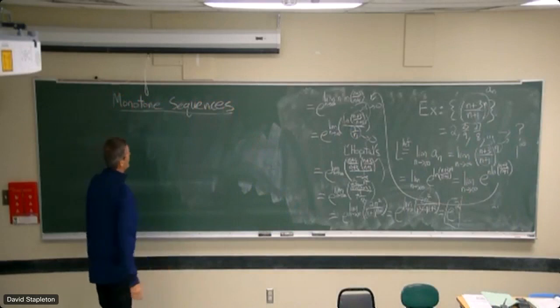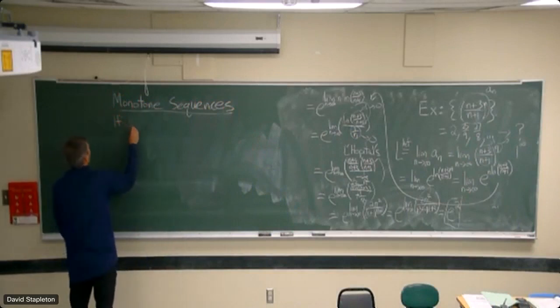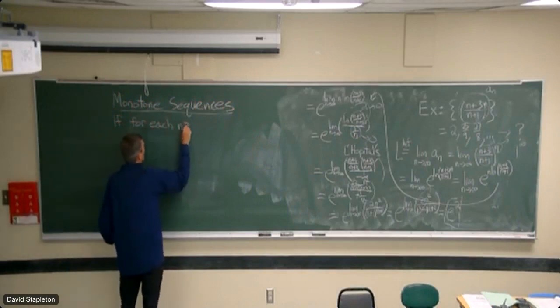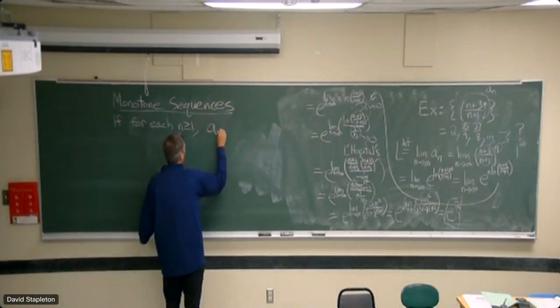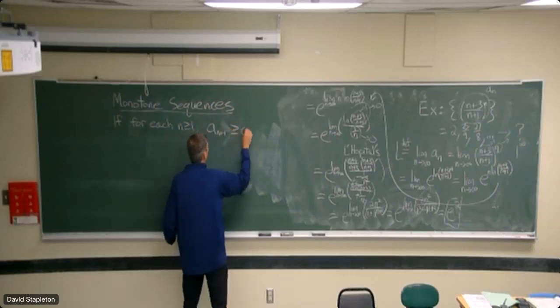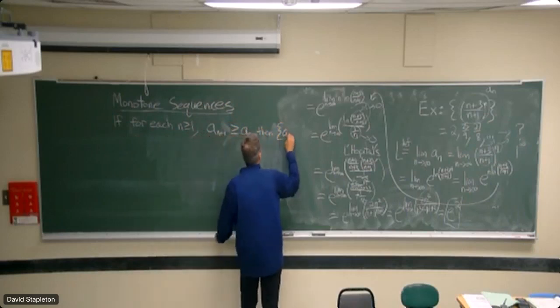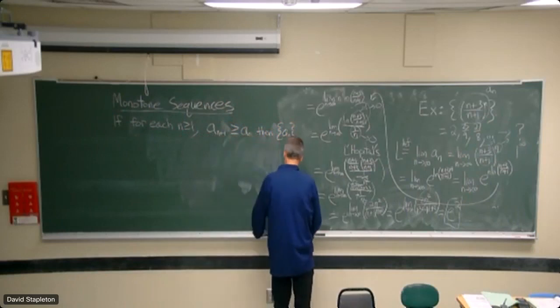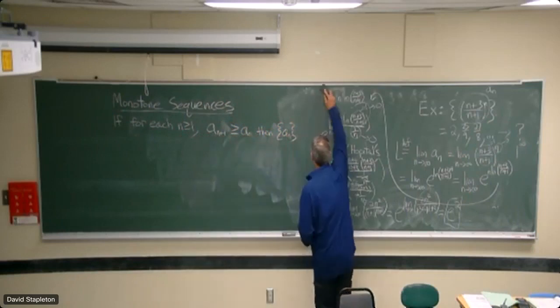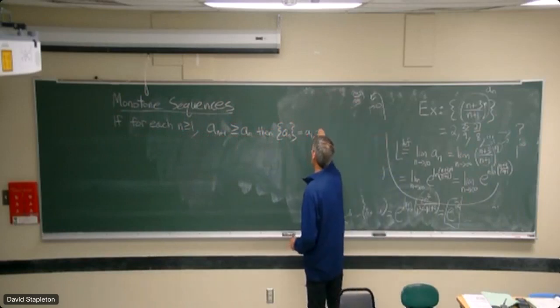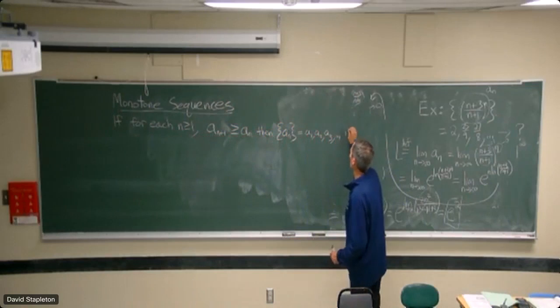Anyway, we'll say that if for each n greater than or equal to 1, you have that a_{n+1} is greater than or equal to a_n, then the sequence of a_n's, and recall from last time, that's just notation for the infinite list of numbers a_1, a_2, a_3, and on forever, then this one is said to be increasing.